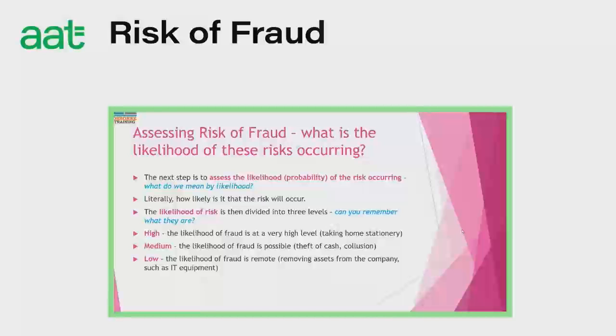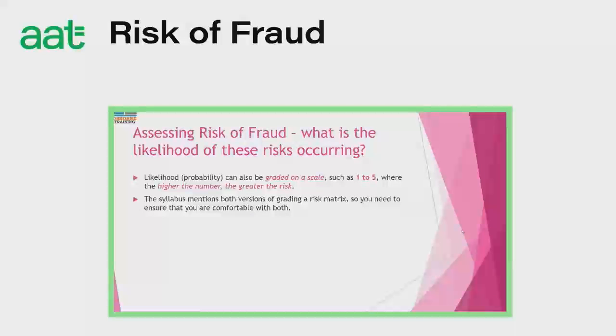So taking home stationery, well, not now we're all working from home, but when we're back in the office, potentially the likelihood of fraud is possible at our medium level. So theft of cash, collusion, perhaps with external suppliers, for example, as we've previously mentioned. And then we've got low, so the likelihood of fraud is remote. So removing, stealing assets from the company, such as IT equipment.